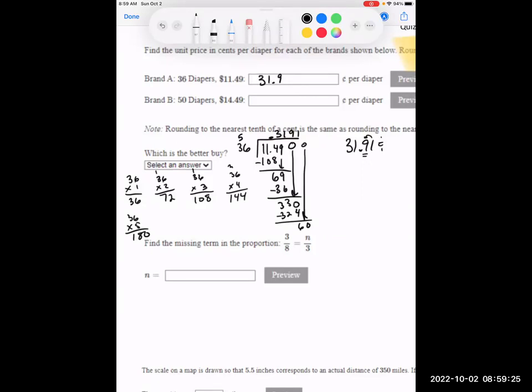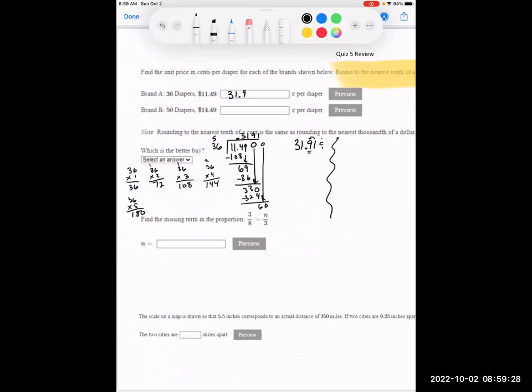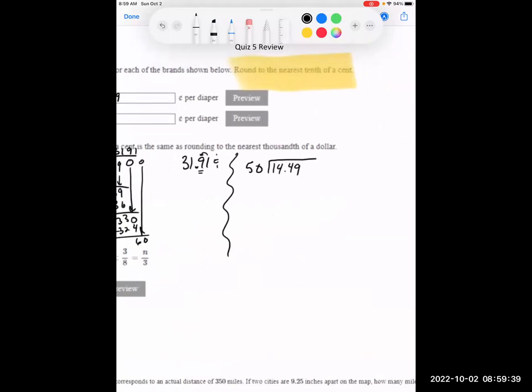All right, brand B, we're putting 50 into 14.49. This one's a little bit easier. Coming up with multiples of 50 is pretty straightforward, right? 50 times 1 is 50. 50 times 2 is 100. 50 times 3 is 150. 50 times 4 is 200. So let's see, 50 can't go into 1, it can't go into 14, but 50 can go into 144 2 times. So that's going to give me 100.